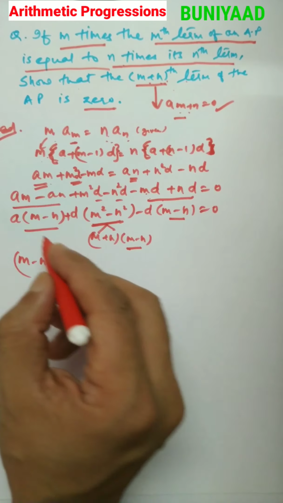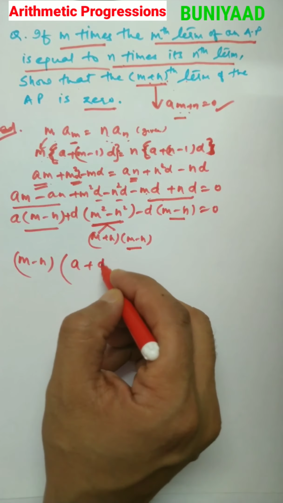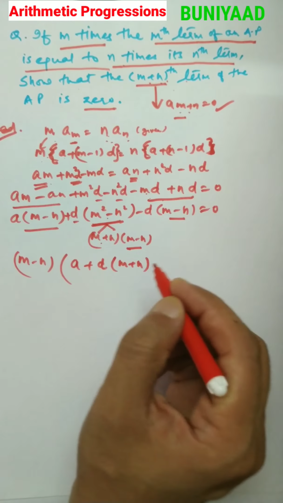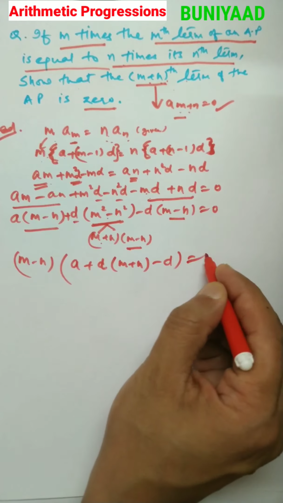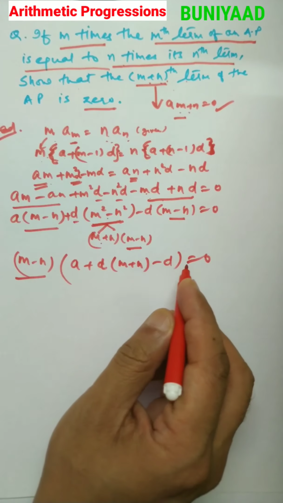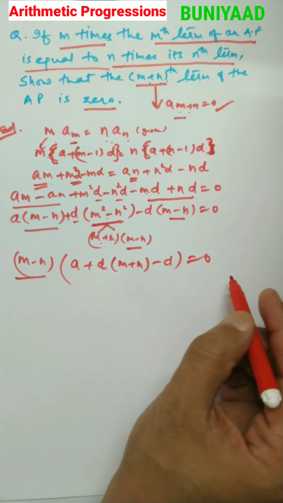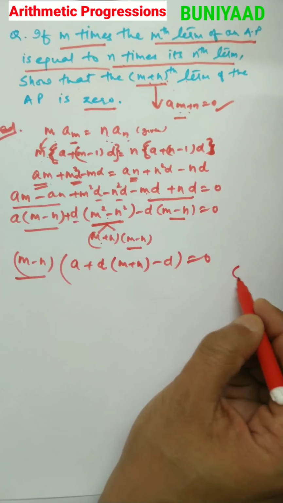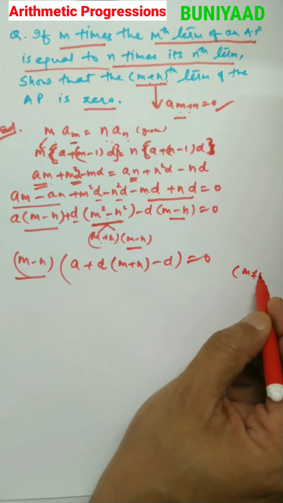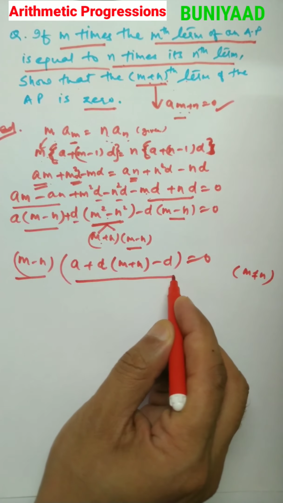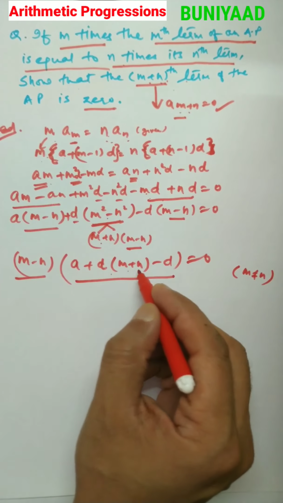You have taken it common, so you are left with a plus d, and this m plus n minus d equals 0, and this minus m minus n becomes what? 0, right? Because m cannot be equal to n, this is not possible. Now we are left with this a plus d into m plus n minus 1.